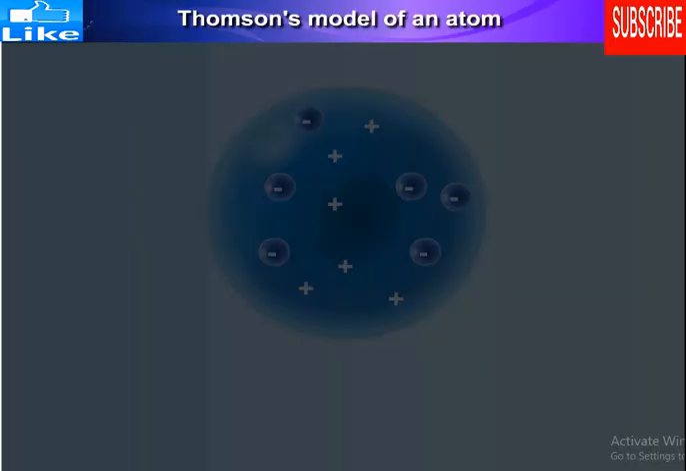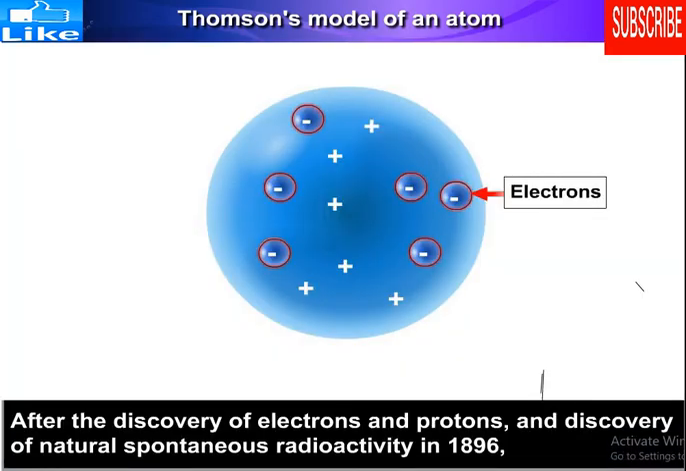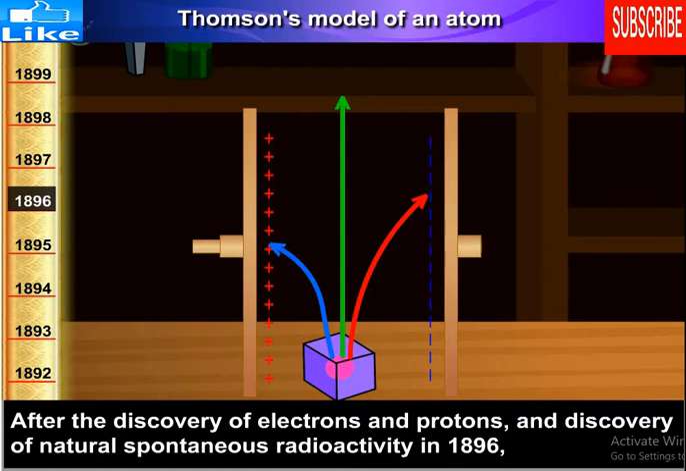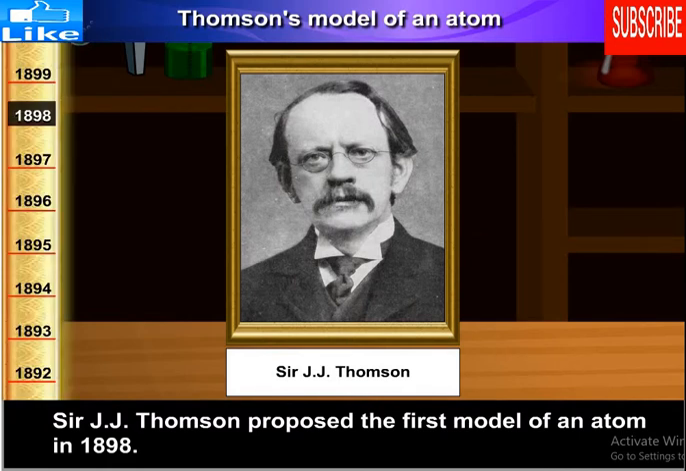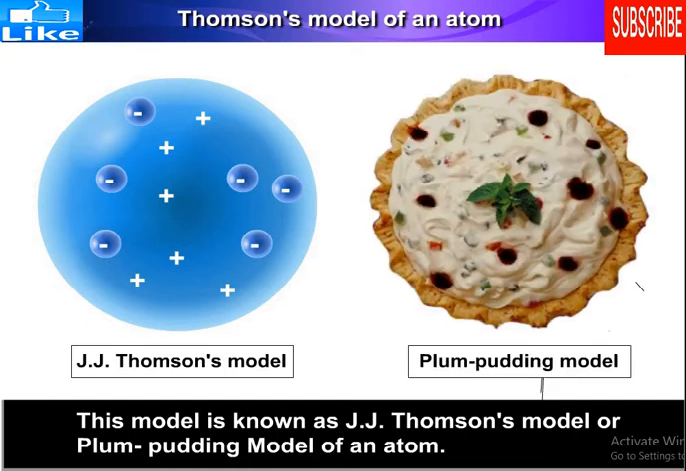Thomson's model of an atom. After the discovery of electrons and protons, and discovery of natural spontaneous radioactivity in 1896, Sir J. J. Thomson proposed the first model of an atom in 1898. This model is known as J. J. Thomson's model, or plum pudding model, of an atom.